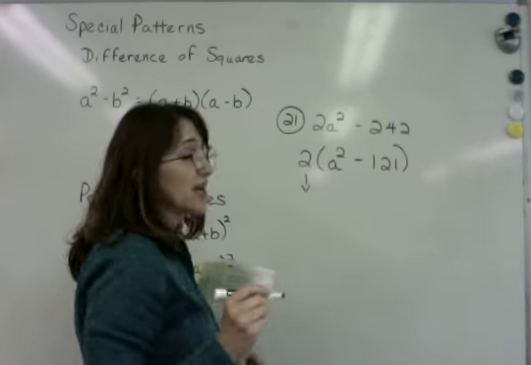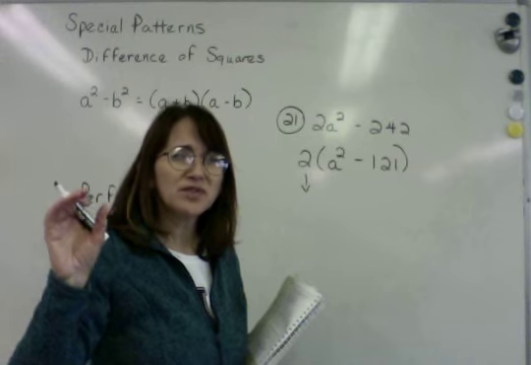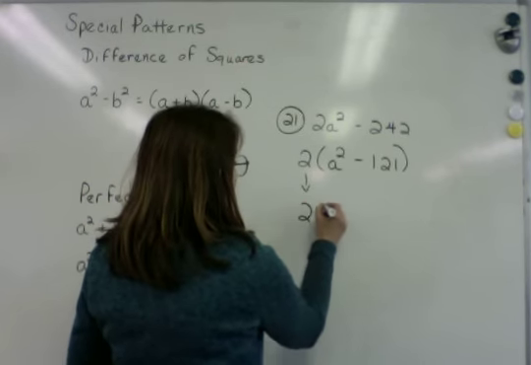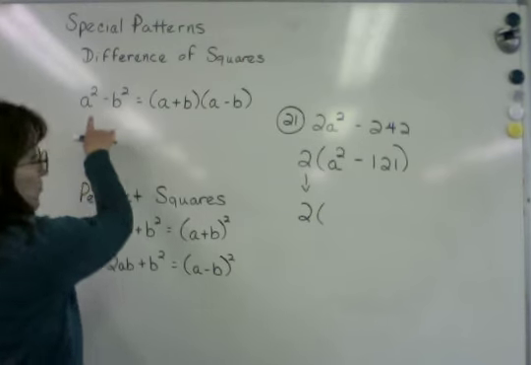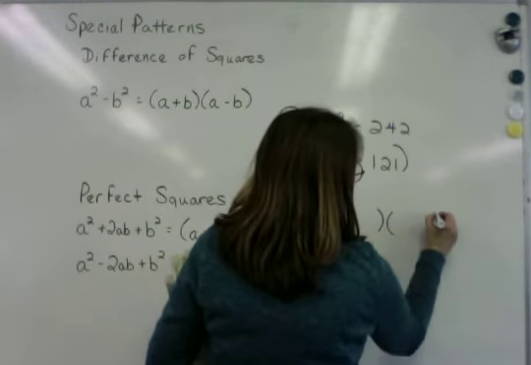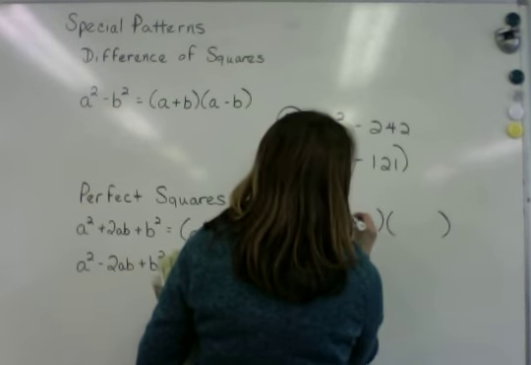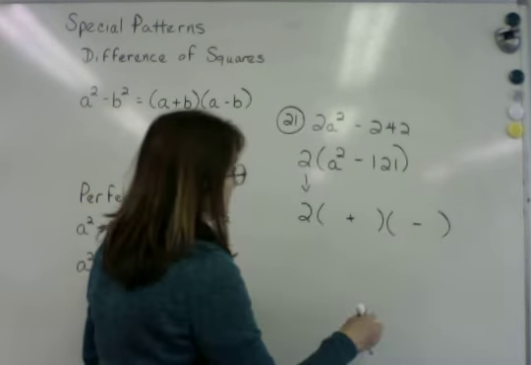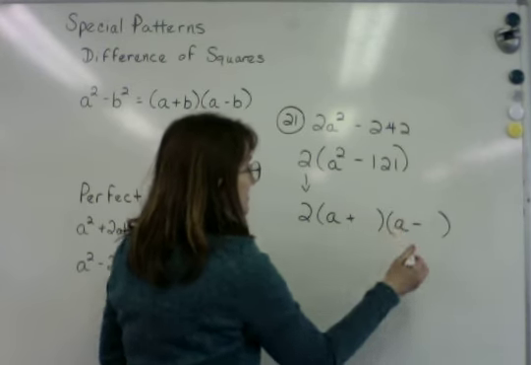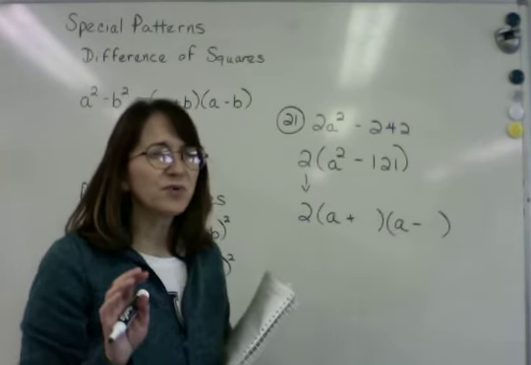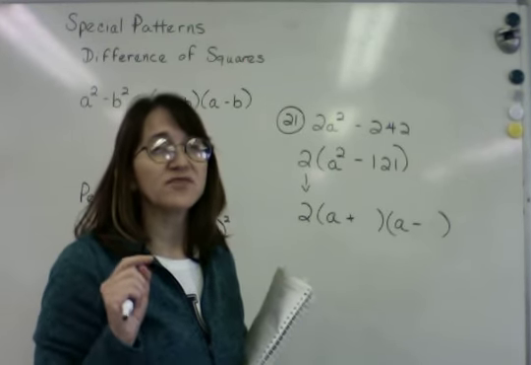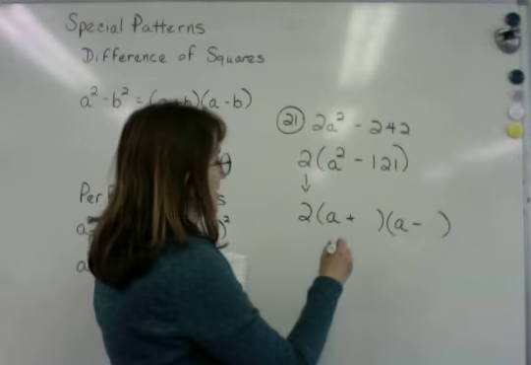Remember, now that you've factored out your common monomial, don't leave him behind. He's lonely. Make sure you bring him down. That's looking really close to my perfect square. So I know one's going to be plus, one's going to be minus. What would a squared be? The root of a squared would be a. And that is a perfect square. What's the square root of that perfect square, 121? That would be 11.